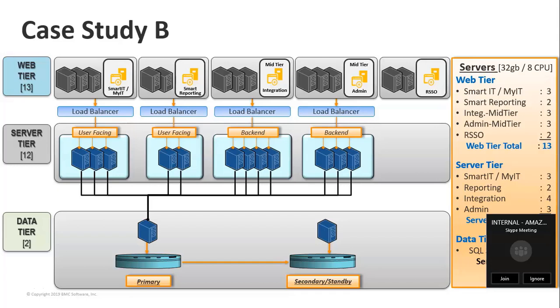The web tier had a set of boxes that were acting as the front end for Smart IT and My IT. They had a front end component for Smart Reporting. They had some dedicated servers for the integration activities. They also had a separate set of servers that were limited to just doing admin functions in the environment. And once again, they had RSSO off on its own space. Now, in this case, they used two servers because they wanted to support failover, having RSSO as a primary and a secondary.